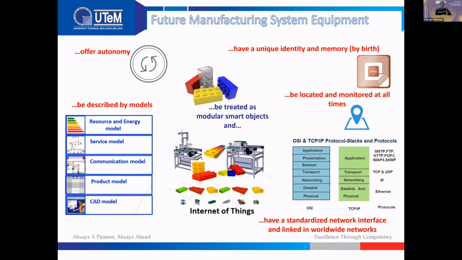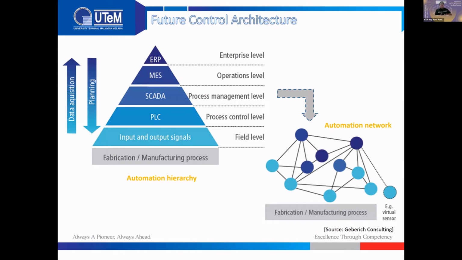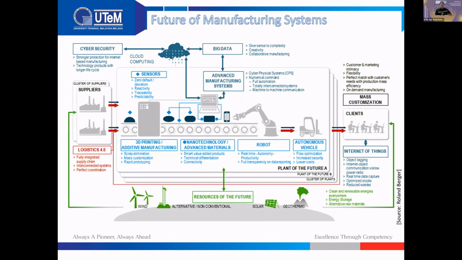Not only that, in terms of future control architecture, we are not able to depend on the automation hierarchy anymore, but we are moving toward the automation network. Based on that, we can say that the future of manufacturing system is a combination of the advanced manufacturing system itself with big data, and then with cyber security in order to protect some confidential data.